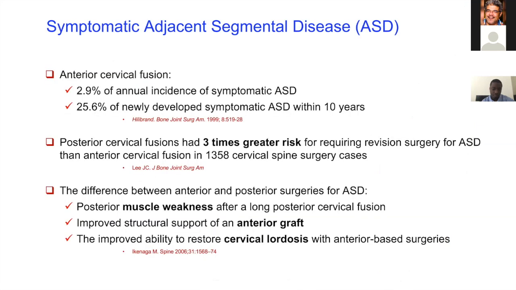Hilibrand described 25% of newly developed symptomatic adjacent segment disease within 10 years after anterior fusion. We have to understand that the number increased 3 times after posterior fusion. And this increase is secondary to muscle weakness after a posterior approach and the incapacity to provide anterior support or to gain or maintain lordosis. So the posterior approach by itself can cause more adjacent disease.